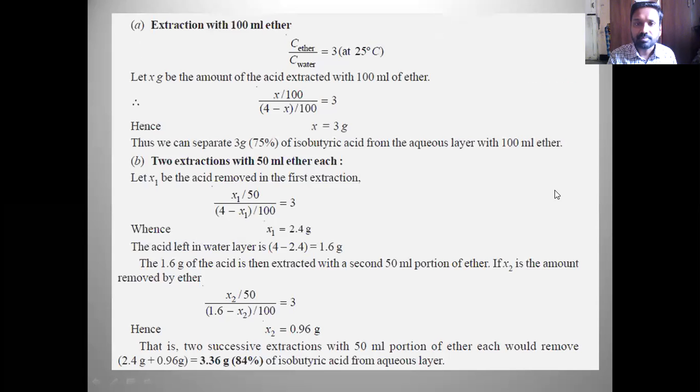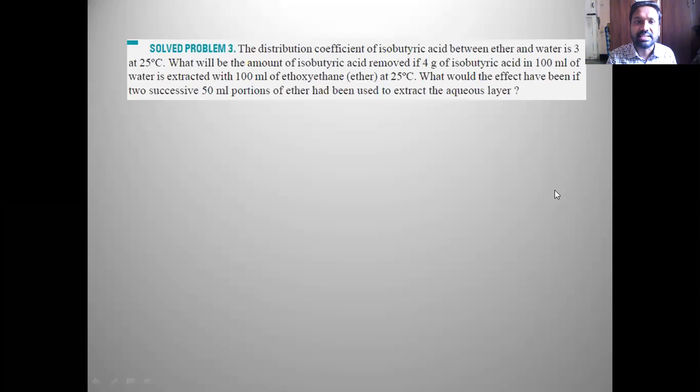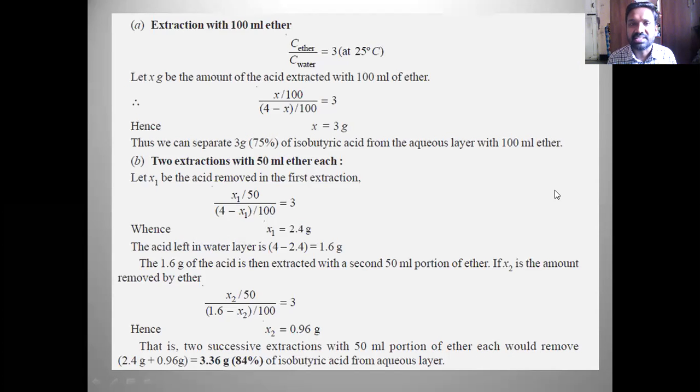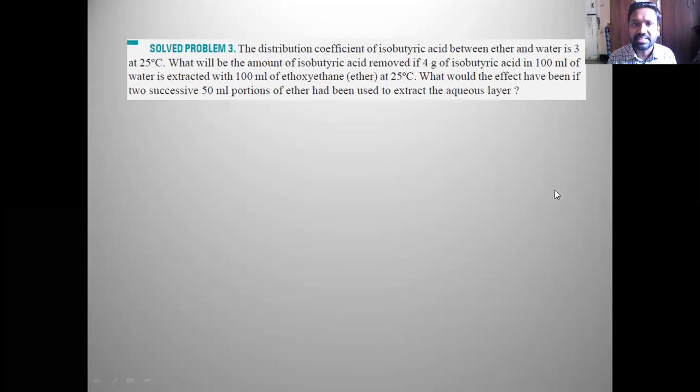Okay. One more problem I have solved. This is regarding multiple extractions. The same thing. You can read this problem. There you have K value 3. I'm just taking out all the information from the question and writing it directly. K value is equal to 3 because it is given 3. The distribution coefficient is 3 at 25 degrees Celsius. 4 gram of isobutyric acid was taken in 100 ml of water, and 100 ml of ether was used for extraction.